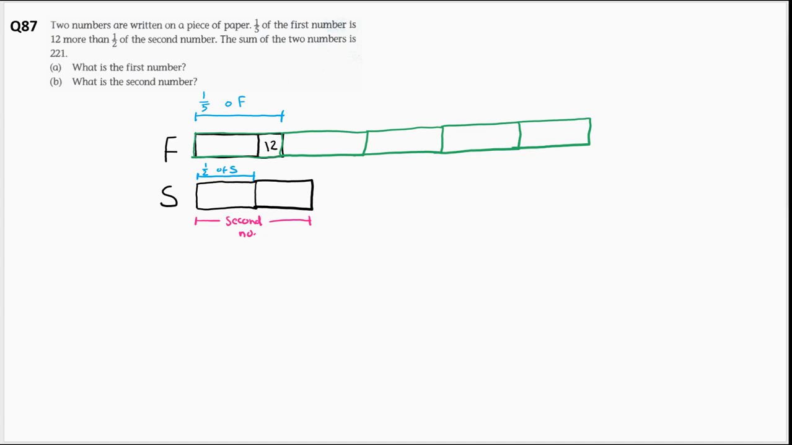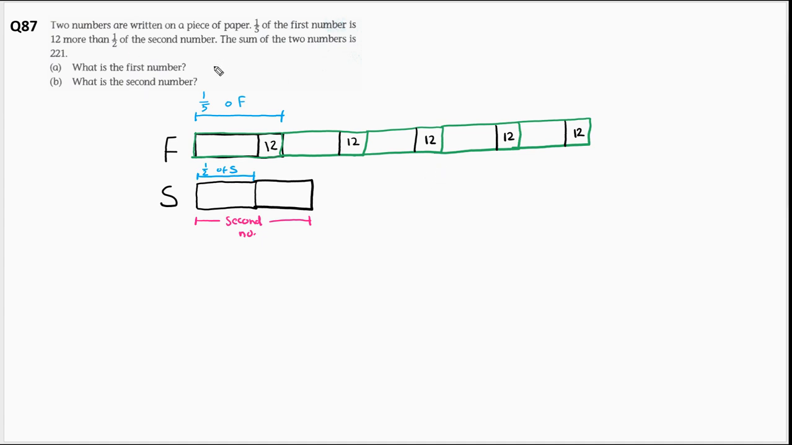So let me use my black. These are equal parts, remember? So this is an equal part and 12. There's an equal part and 12, an equal part and 12, an equal part and 12. Okay, right, I think the numbers are completed. So this is the second number and this is the first number.